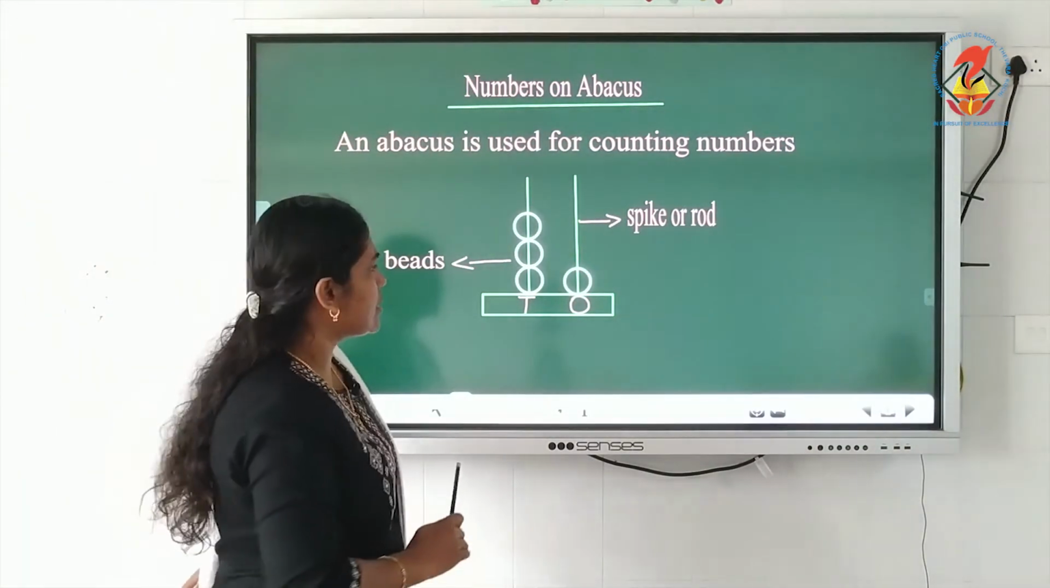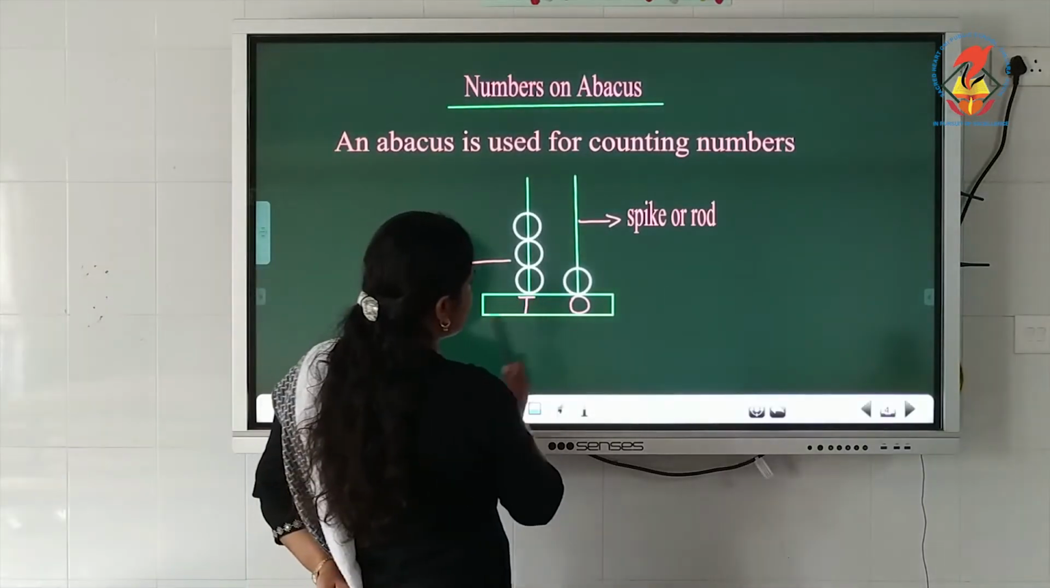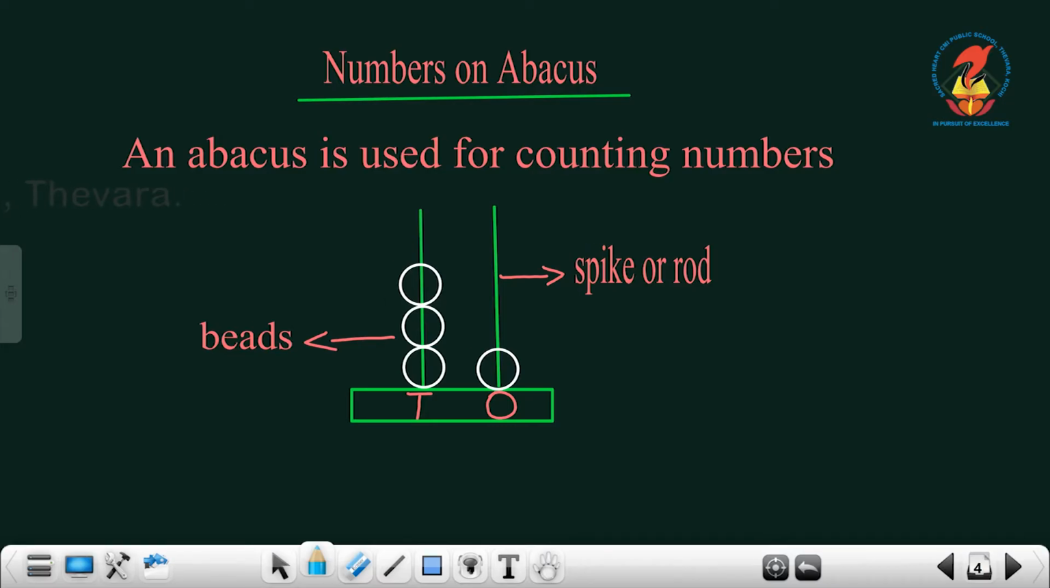Okay children, so let's find out what is this number. Children, look, on ones place only one bead is there, is it? So we can write as 1 on ones place, and on tens place how many beads are here? 1, 2, 3 beads are there on tens place. So what is this number children? 31. 3 tens and 1 one.